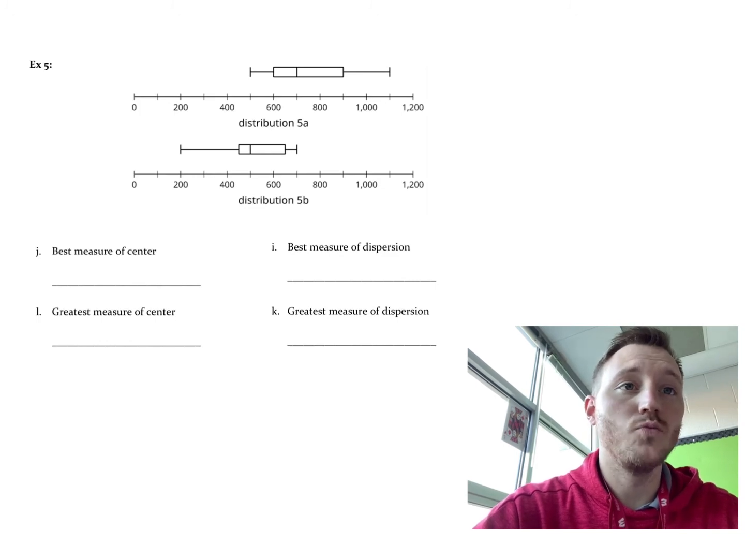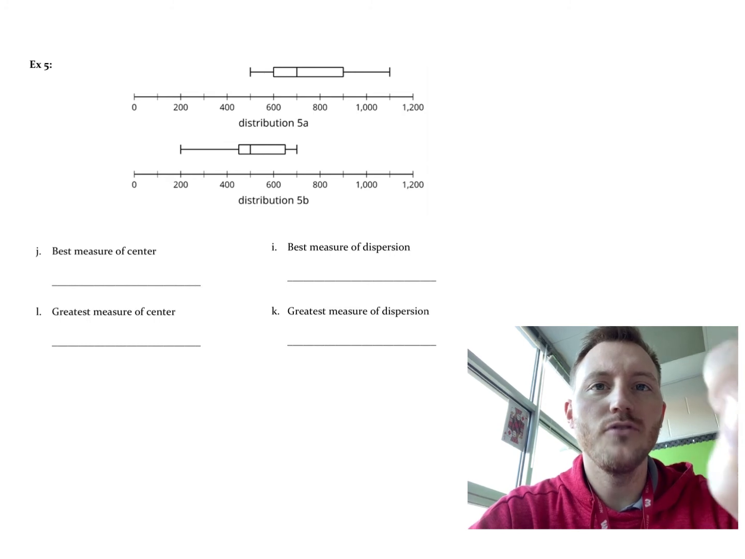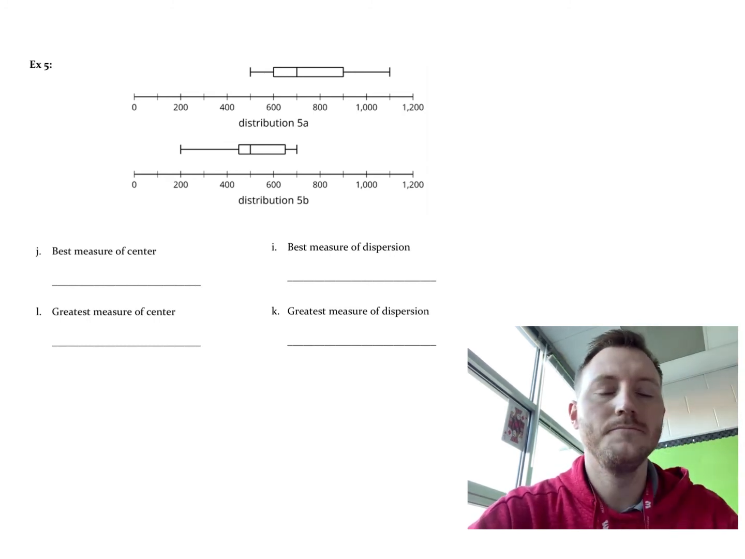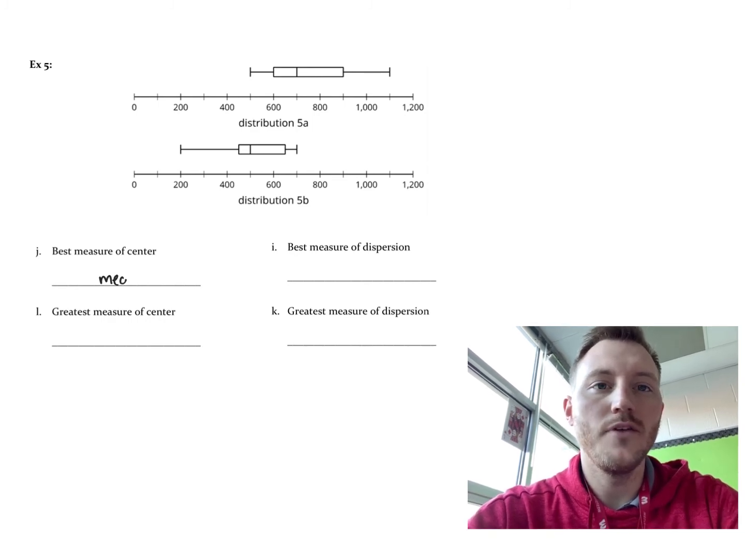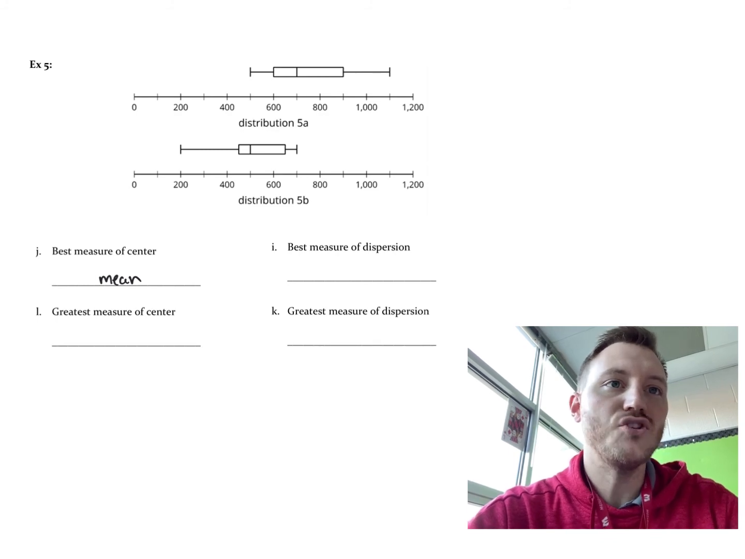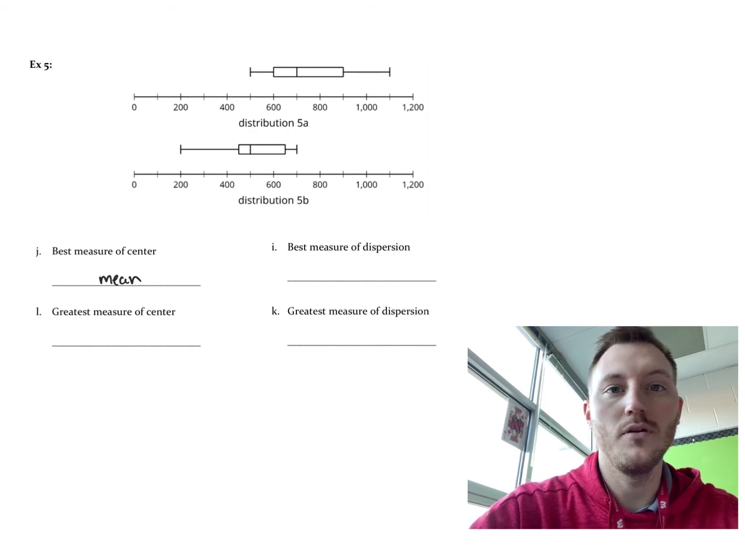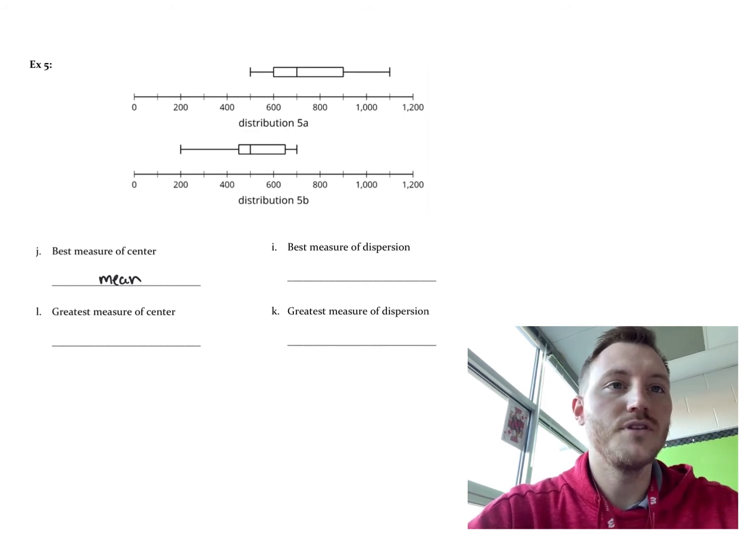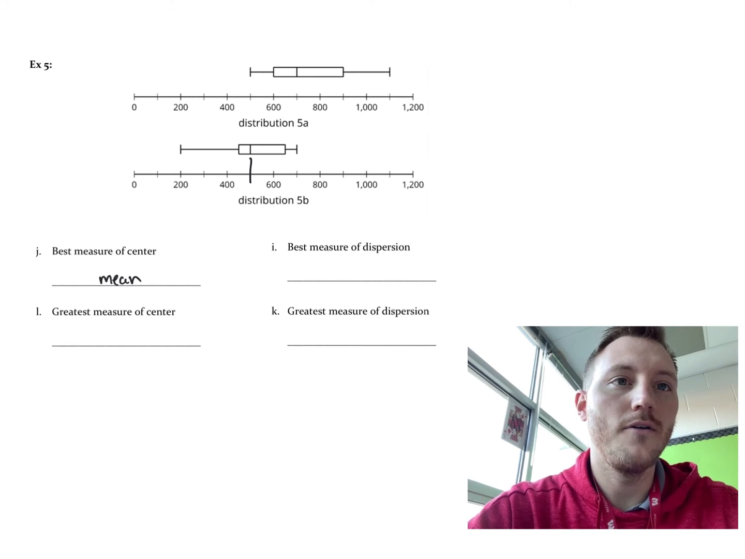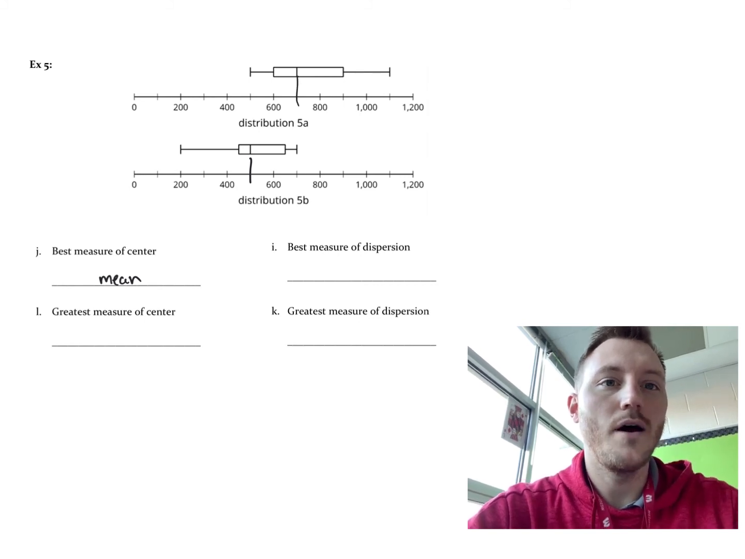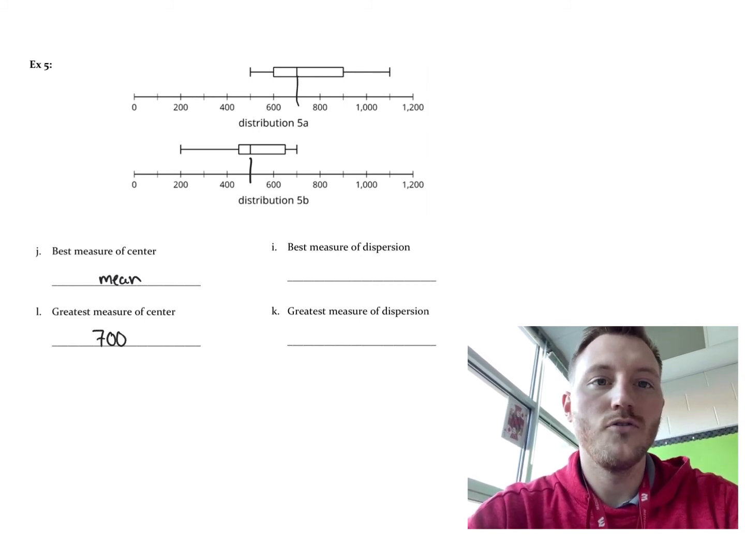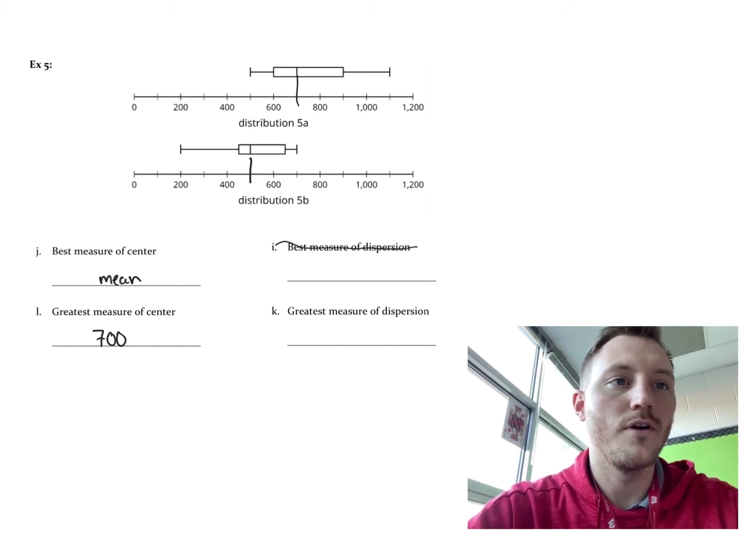Here we have 2 box and whisker plots. I can't really see any outliers. They normally outline outliers with dots. So we're going to say the mean's probably the best measure of central tendency, or maybe even the median on some of these, because it's a little bit more accurate, and we can determine where the median is with that middle line. Our greatest measure of center here, well, this one sits right about at 500. This one sits about at 700. So we're going to put 700 there. Cross that one out again.